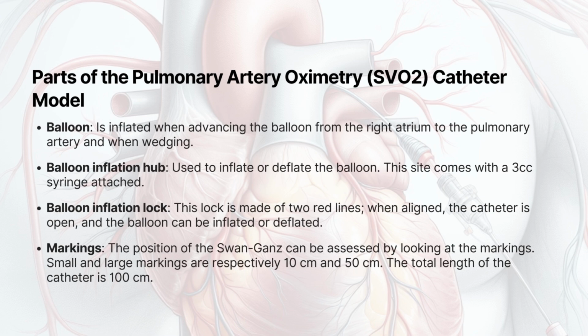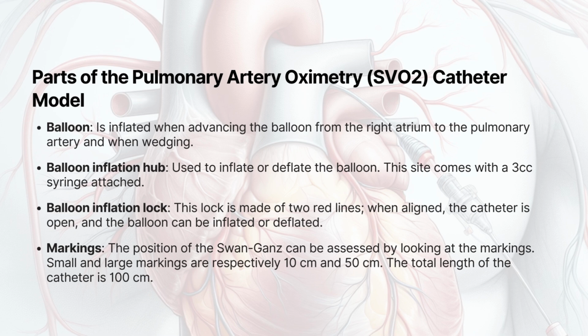The balloon is inflated when advancing the PA catheter from the right atrium to the pulmonary artery and when wedging. The balloon inflation hub is used to inflate or deflate the balloon. This site comes with a 3 milliliter syringe attached. The balloon inflation lock is made of 2 red lines. When aligned, the catheter is open and the balloon can be inflated or deflated.